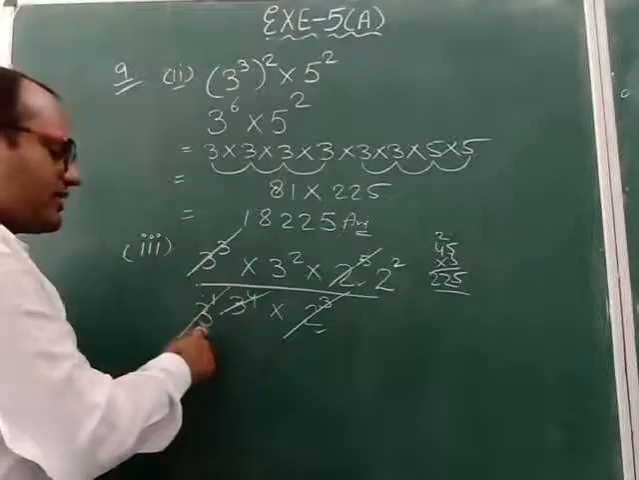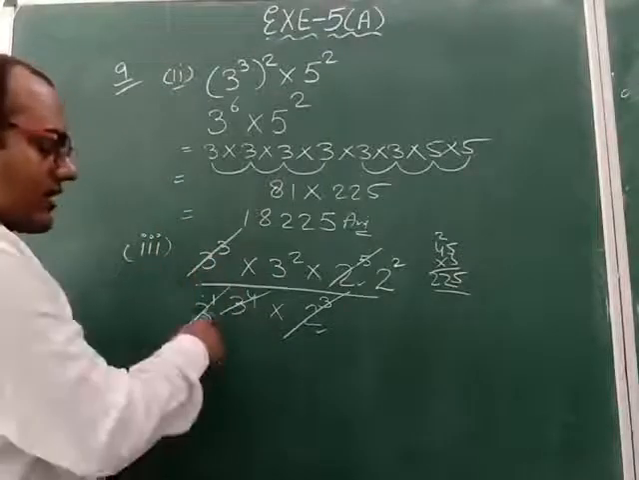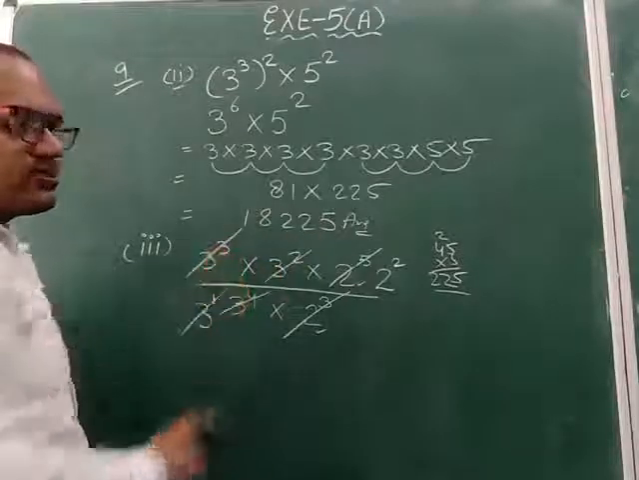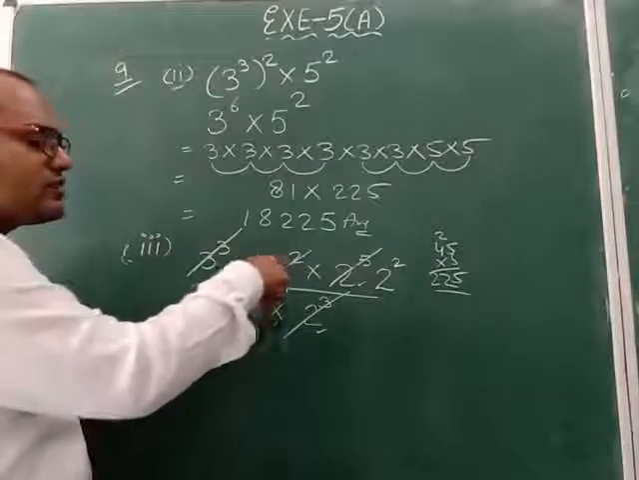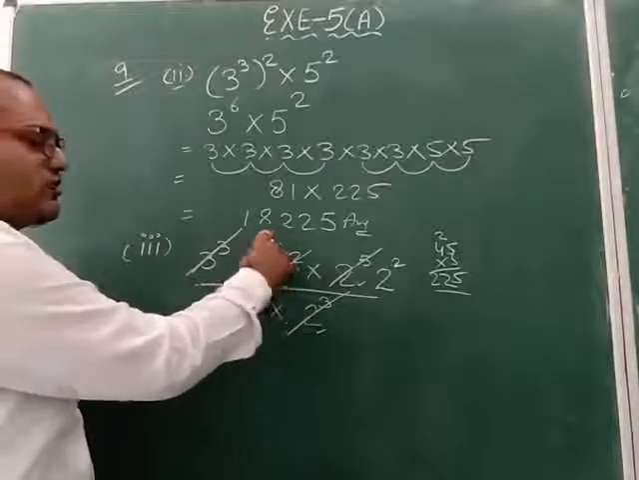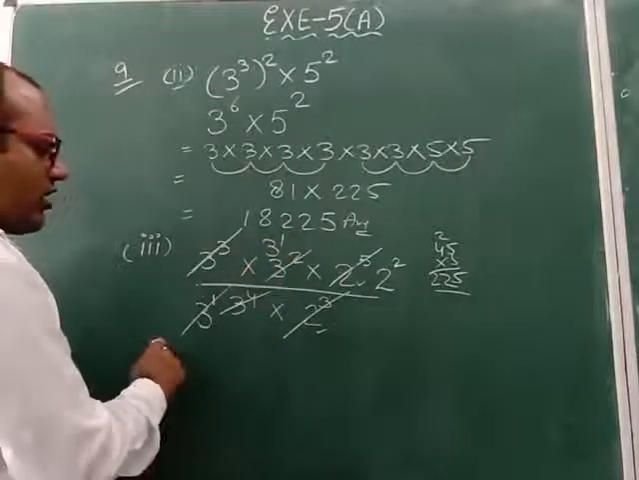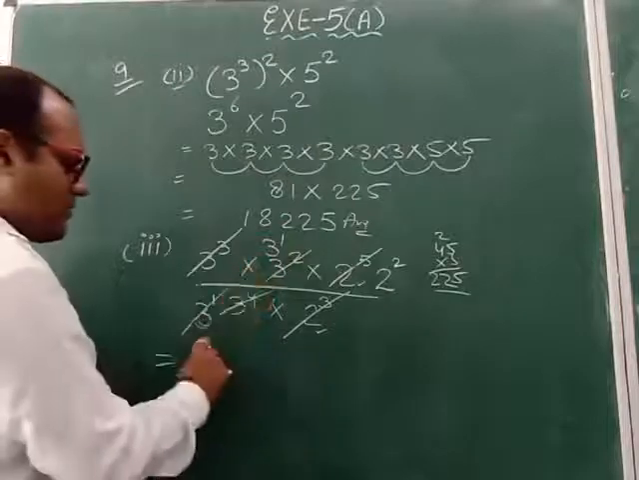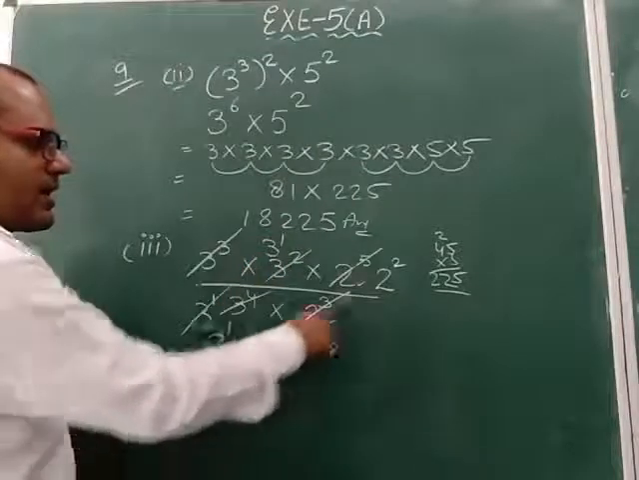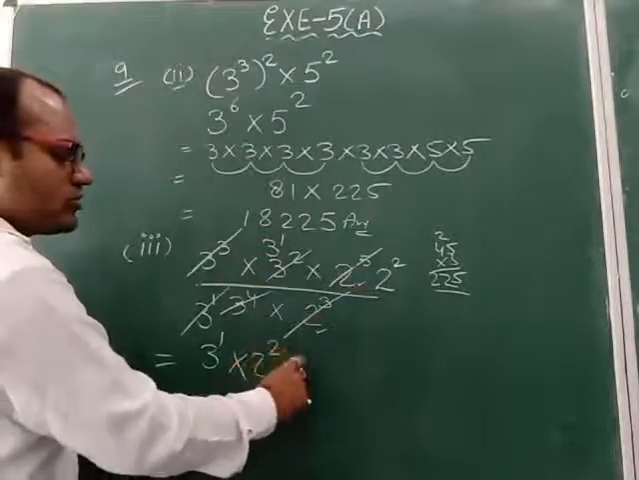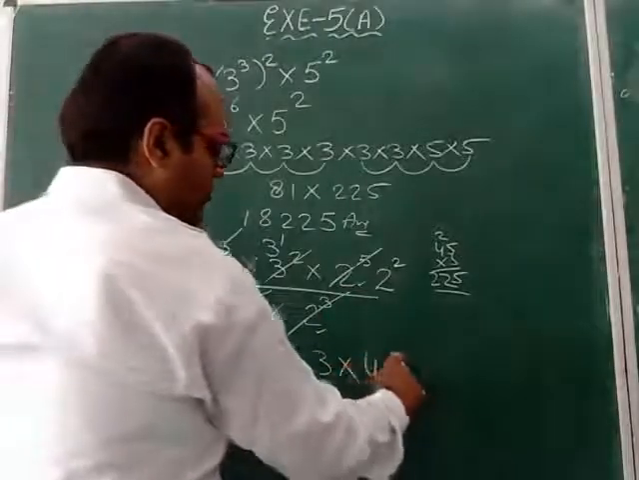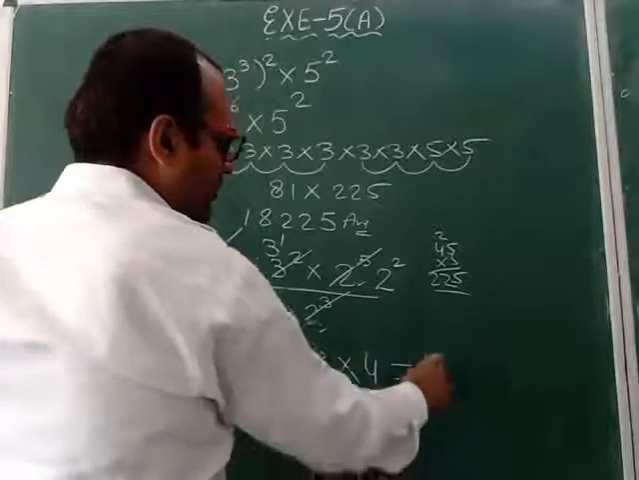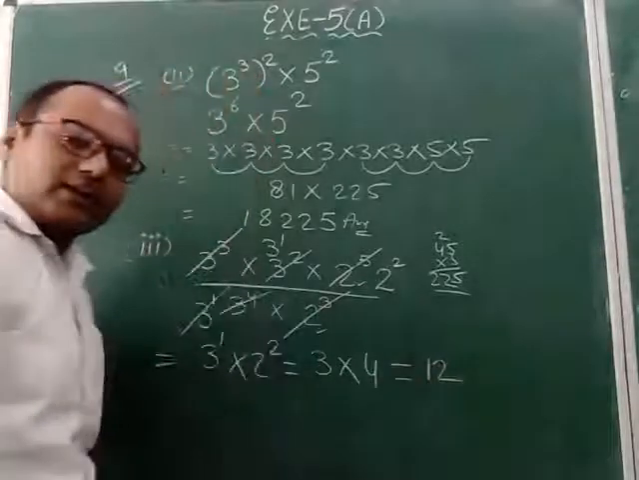Now downside 3 is coming 1 time, upside 3 is coming 2 times. So we cancel one 3, and one 3 will remain. Now we write the remaining numbers: 3 power 1 multiply 2 power 2. 3 power 1 means 3, 2 power 2 means 4. 4 multiply 3 will be 12. So this is the final answer.